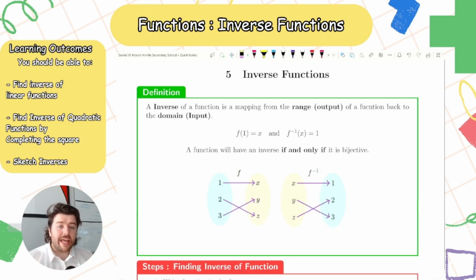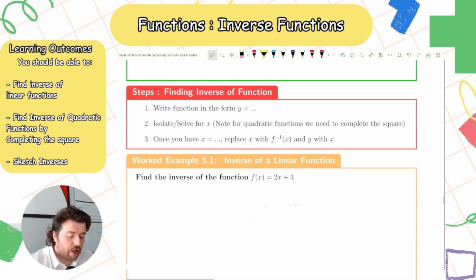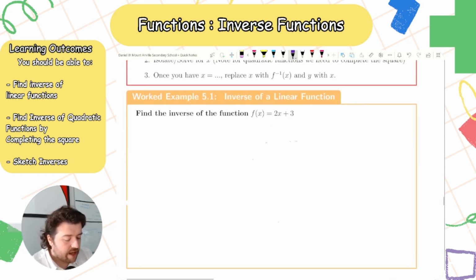Now, inverse functions only work if a function is bijective. So if a function is bijective, an inverse function does exist. So how to find an inverse function? You write the function in the form y equals blah, blah, blah. Then you isolate and solve for x. Now, when we get to quadratic functions, we have to complete the square. And then once we have our x on its own, we replace x with f to the power of minus 1 of x and replace y with x. I'll show you now in a minute.